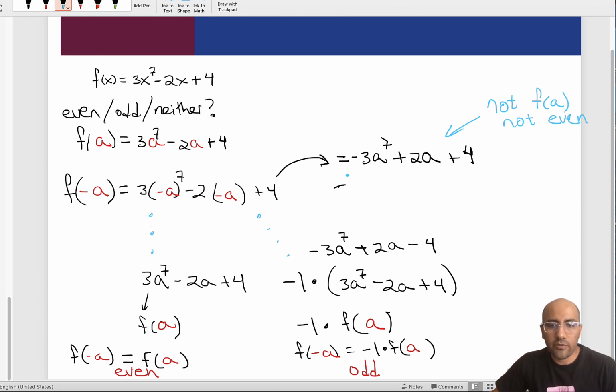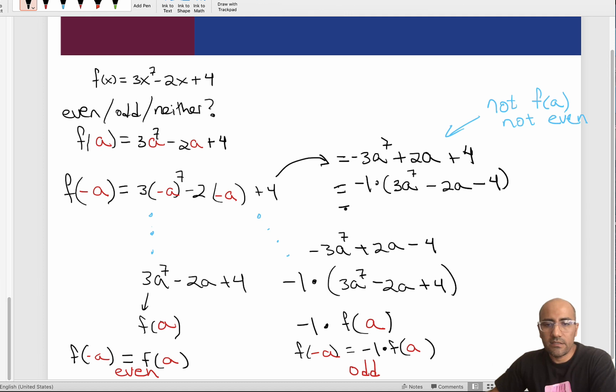Okay, all right, so now I try the other possibility. I factor out a minus 1. Minus 1 times this whole thing. And I get positive 3a to the 7th power minus 2a minus 4.